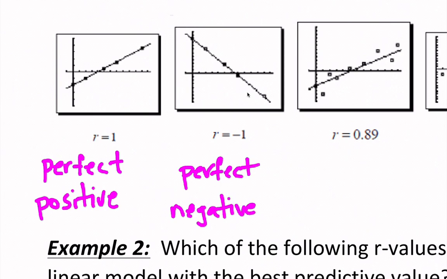Okay, on this next one, R is 0.89. Notice I can see the trend of the points going upwards. It's a positive. Also, this number right here is a positive number. Okay, 0.89, we know 1 is perfect. Well, 0.89 is pretty darn close to 1. Notice how these points are relatively close to this line right here. So since 0.89 is close to 1, we want to call that a strong correlation.